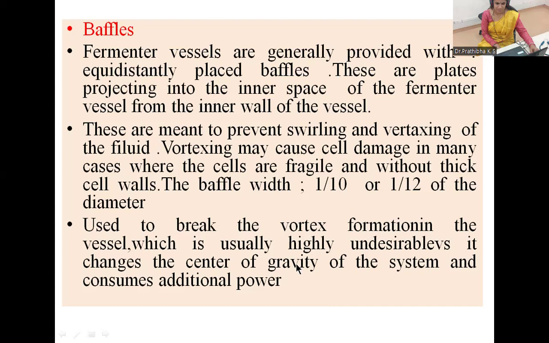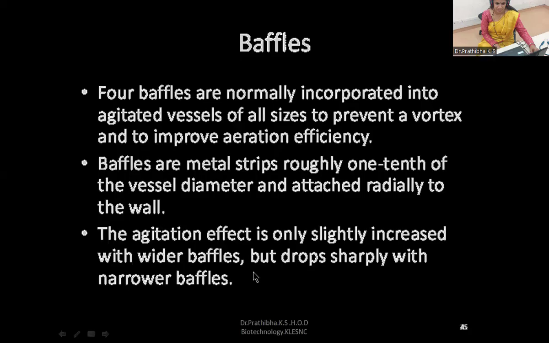the fermenter vessel. As I told, if I'm going very quick, please pause this video, then go through the content. So for the example, in short, if we need to write about baffles, you can write: baffles are normally incorporated into the agitated vessels on all sides to prevent a vortex and to improve aeration efficiency. These baffles are metal strips roughly 1/10 of the vessel diameter attached radially to the inner wall. The agitation effect is only slightly increased with wider baffles, but drops sharply with narrower baffles.